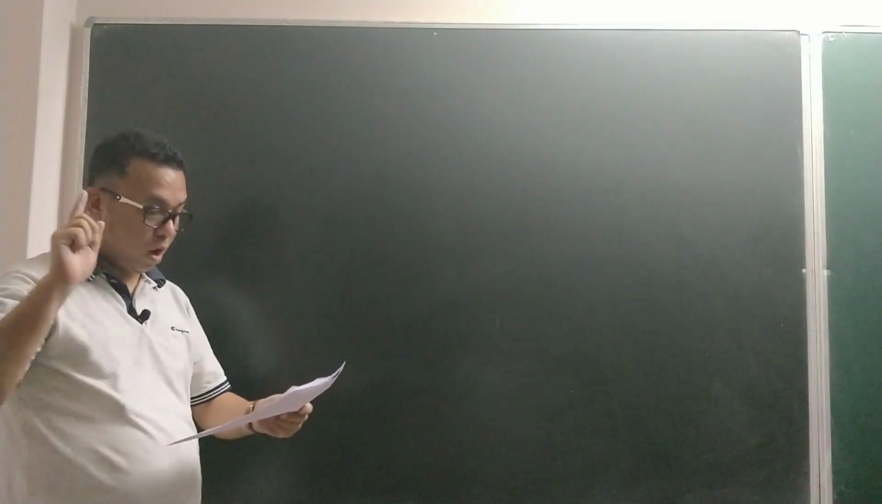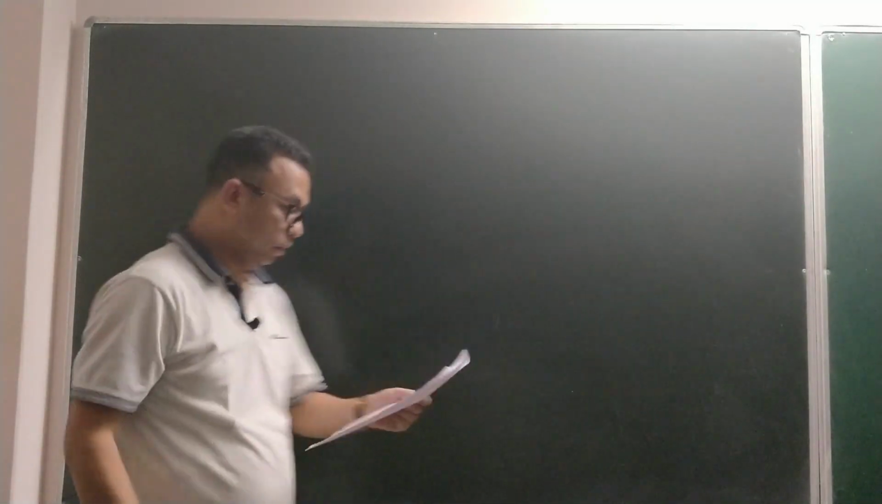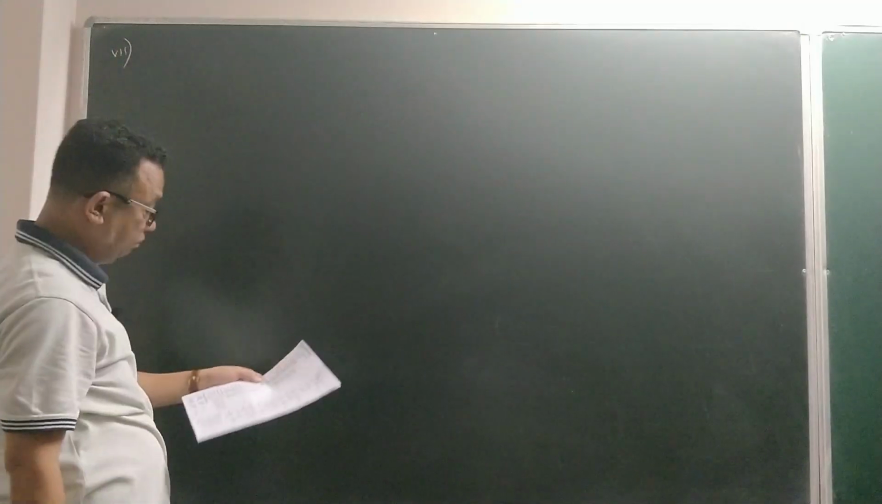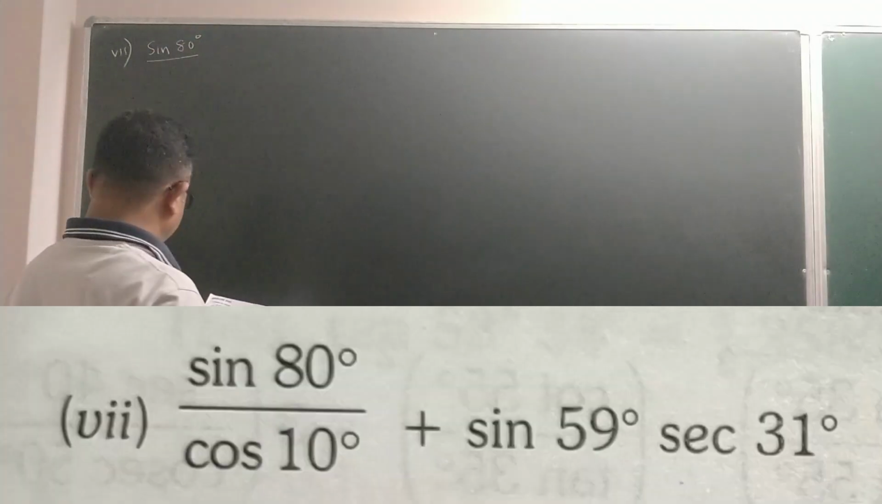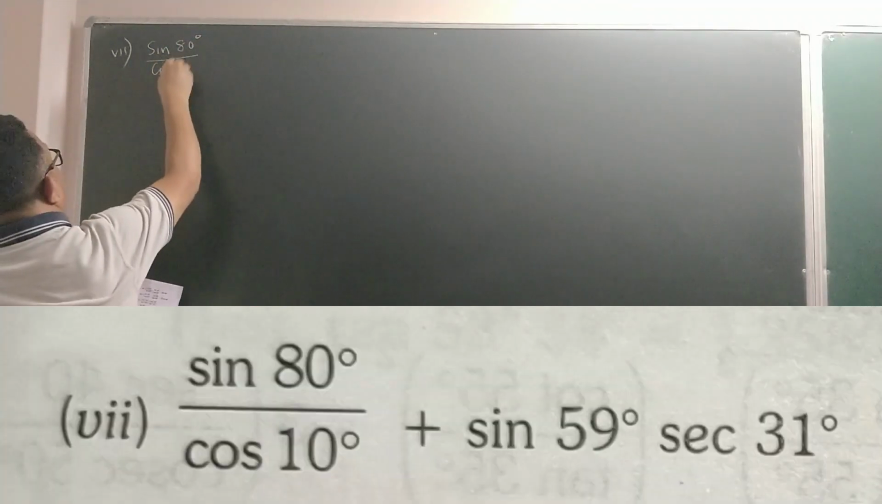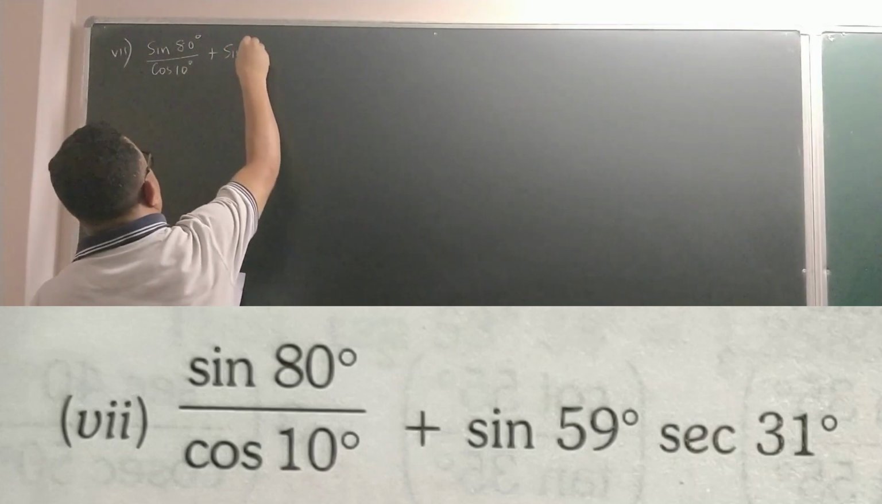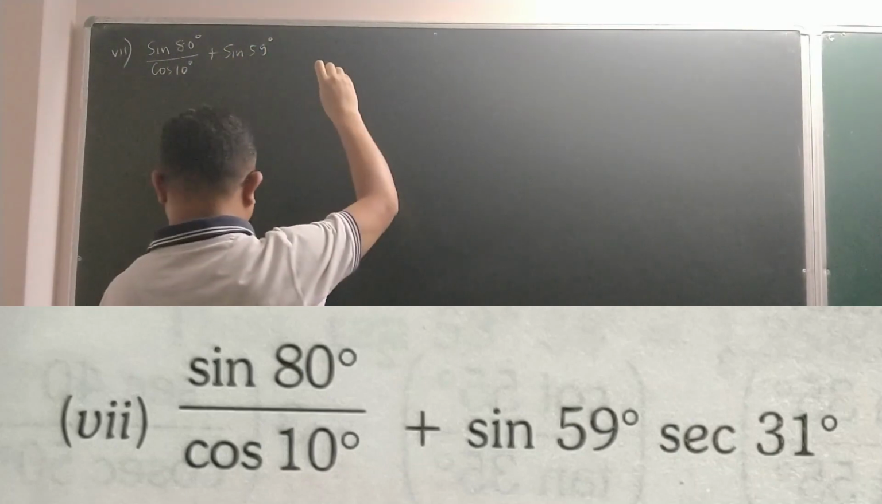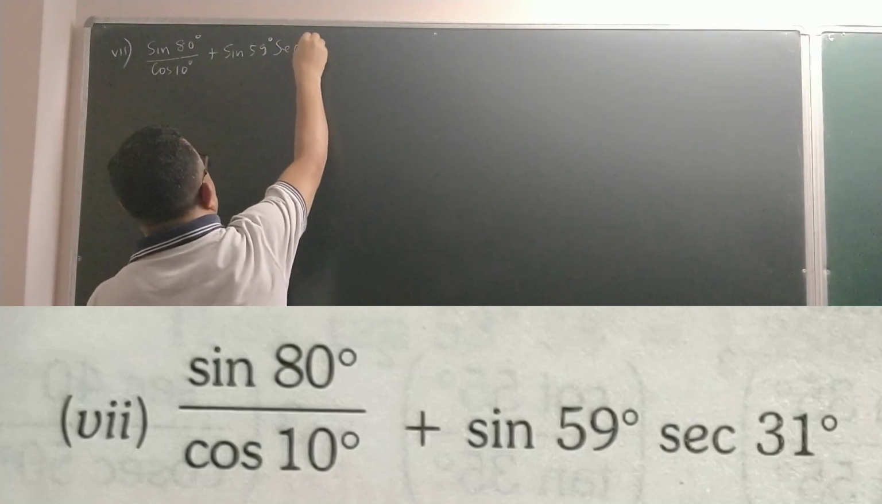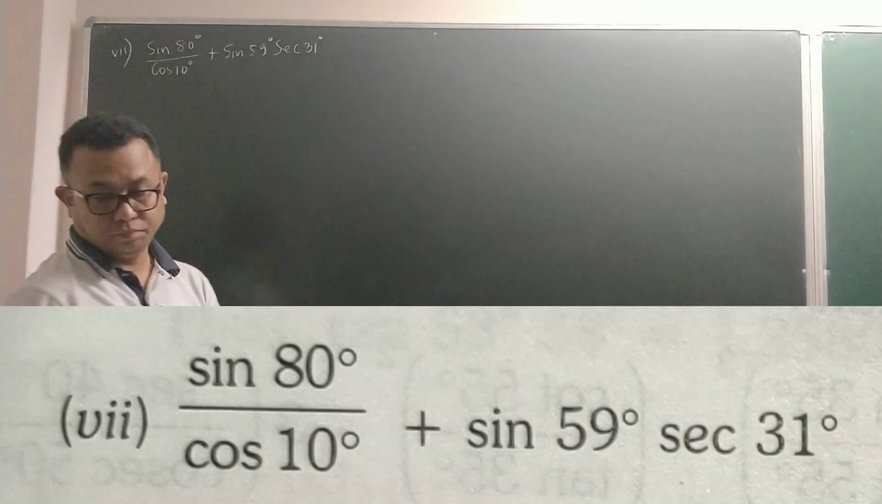Let me solve one more question from question number 1. Yeah, this is question number 1-7. It is sine 80 degree by cos 10 degree, then plus this is sine 59 degree sec 31 degree. All right.